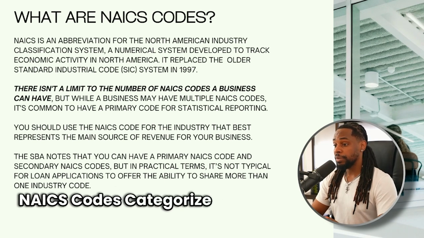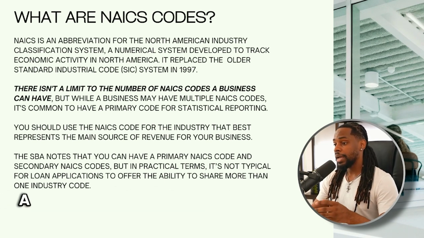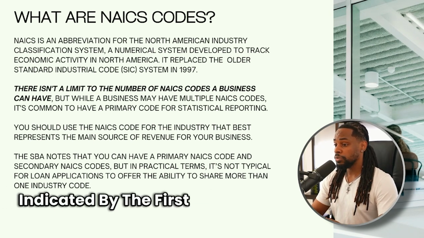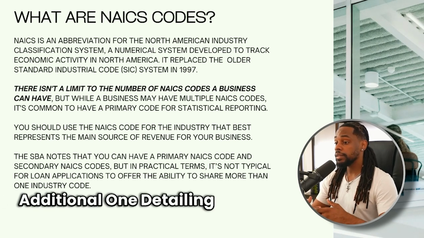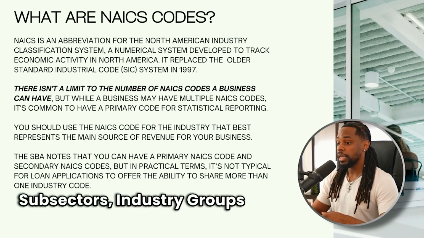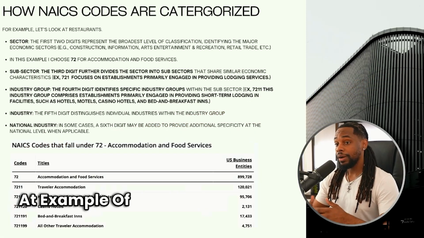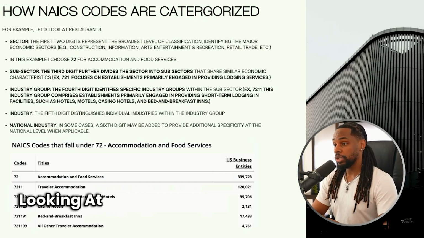NAICS codes categorize businesses based on their main economic activity using a hierarchy code structure, starting with broad sectors indicated by the first two digits, and then it gets more specific with each additional one, detailing subsectors, industry groups, and individual industries. So next, we'll be looking at an example of how you can actually break down these codes. So for example, we're looking at restaurants.